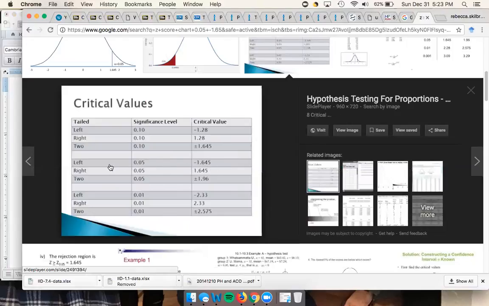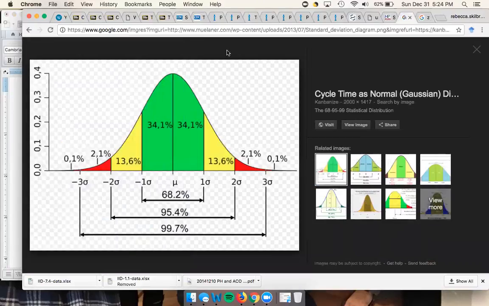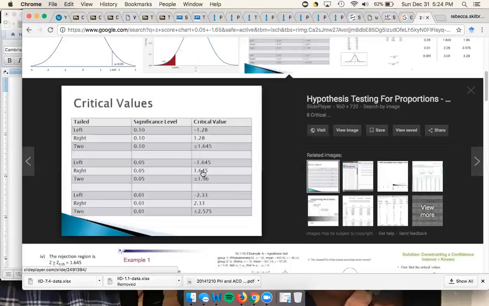Because we're on the left side of the tail, we're checking to see if the cholesterol levels decreased, which is our negative values on that normal distribution curve. If we wanted to see if it was positive, we would look at the positive values and choose the positive 1.645. But since this is a one-tailed example, not a two-tailed, we're going to go with the negative 1.645. And that will be used as our decision rule for our z-scores.